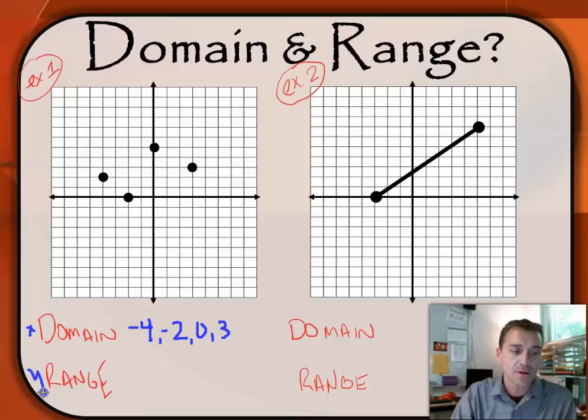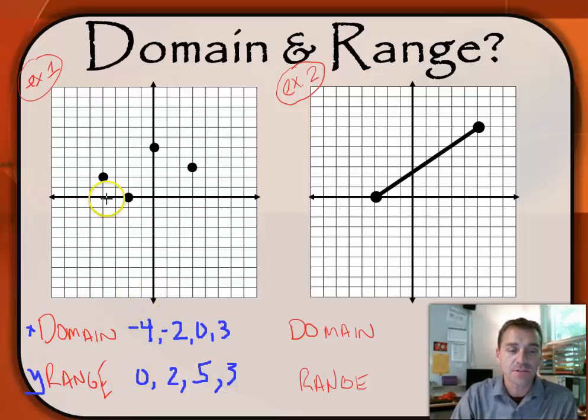The range is all the y coordinates. So where's that? Well, here's one of them. It's at 0. So one of my range values, one of my y's, is 0. One of my other ones is 2. One of my other ones is 5. And another y value, another range value, would be 3. So there is my domain, and there is my range.